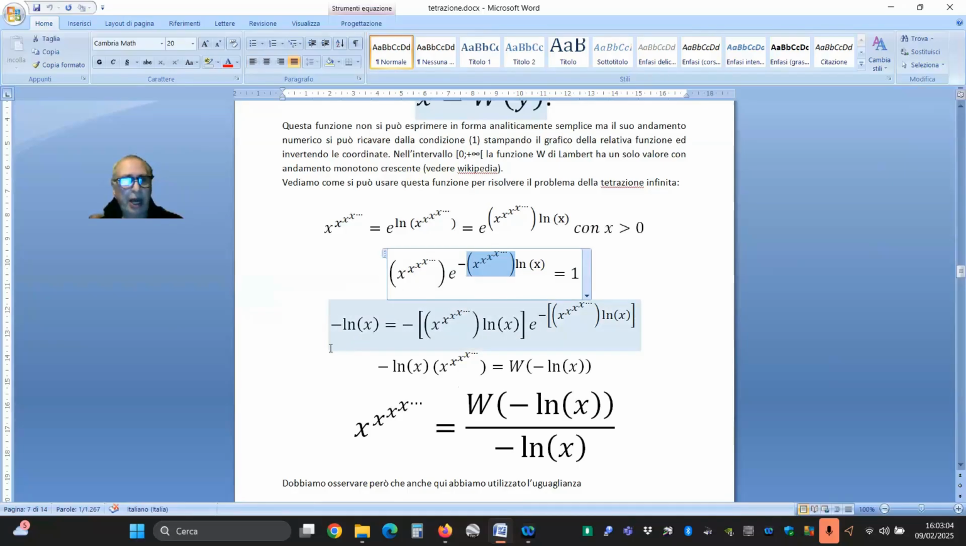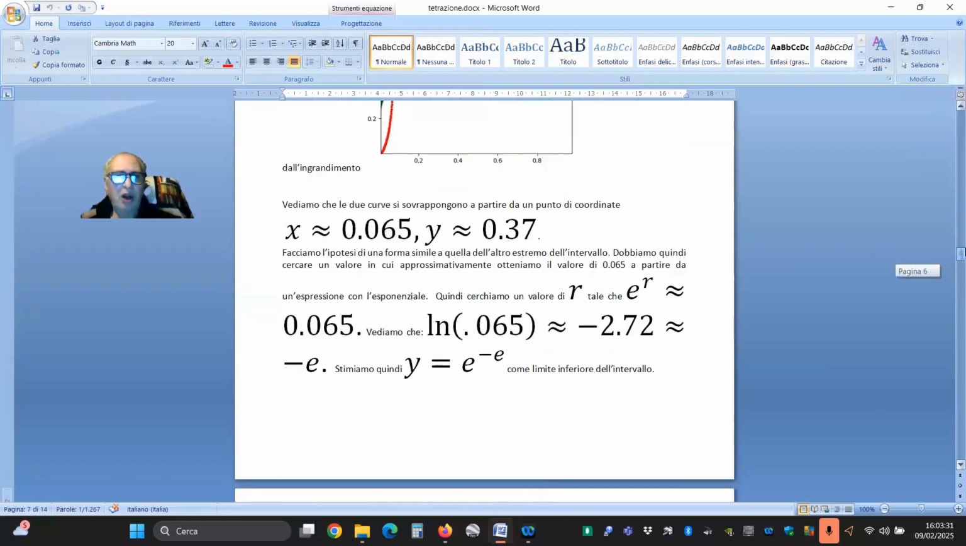Let's look at where we are here. We have the tetration here, and we are missing the minus natural logarithm of x. So what we can do is multiply both sides by minus natural logarithm of x. Here too, we must be careful about one thing. When we multiply both sides of an equation by the same number, we must be careful that it is not 0.